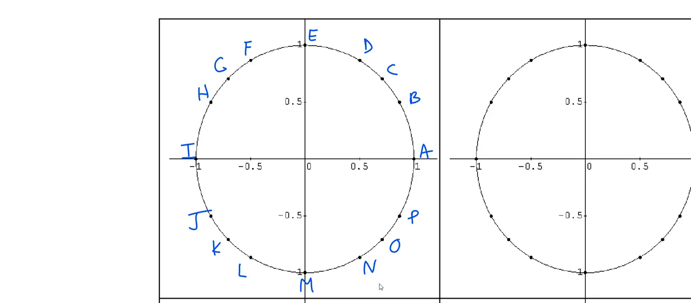Now, let's think about this. 1 pi over 2 is how much? You know that you are correct. So pi is all the way over here, right? So pi over 2 would be here. So if that's 1 pi over 2, 2 pi over 2, 3 pi over 2. You should know this, right?